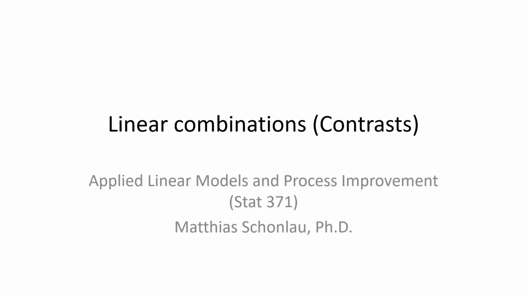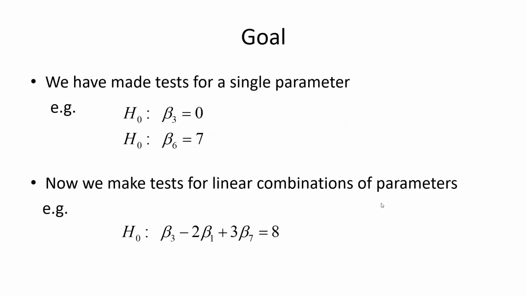So today we're talking about contrast. We'll skip the outline here. We have made so far tests for a single parameter like beta 3 equals 0 or beta 6 equals 7. Now we make tests for linear combinations of parameters such as beta 3 minus 2 beta 1 plus 3 beta 7 equals 8, something like that.